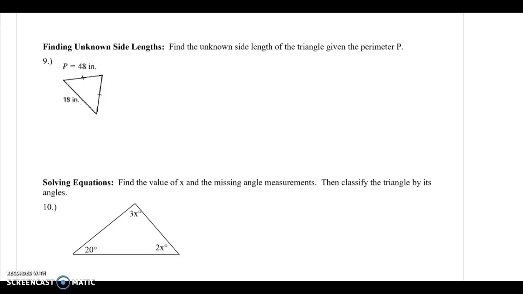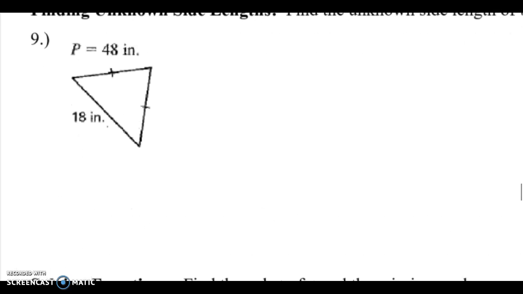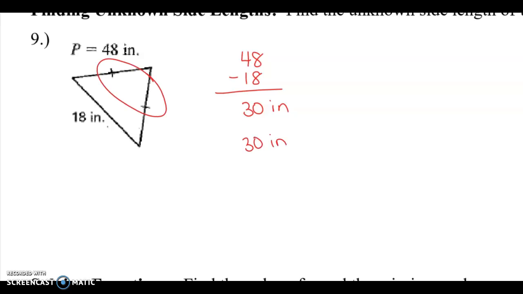Find the unknown side length of the triangle given the perimeter. So these two sides are going to be exactly the same. So I have to take 48, subtract 18 from it. That's going to give me 30 inches, but those 30 inches have to go for both of these sides. So if I take the 30 inches that I have left over for those sides and I divide by 2, since those sides have these markings on them, it means it's going to be exactly the same. That'll give me that both of those sides are going to be 15 inches. So the unknown side lengths here are going to be 15 inches for this side and 15 inches for this side.